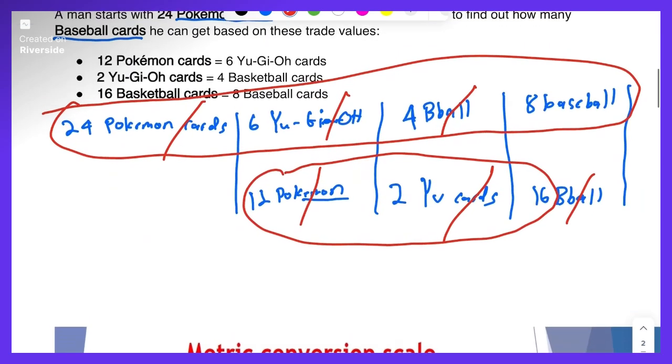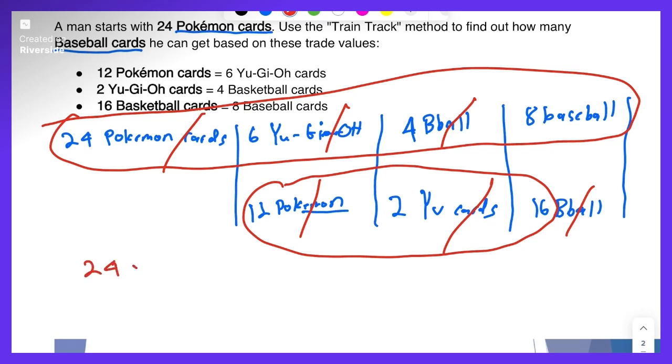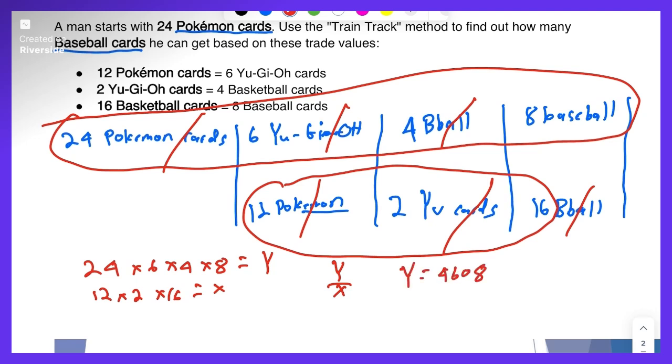So it's gonna be 24 times 6 times 4 times 8 equals y. And then 12 times 2 times 16 equals x. And our answer is going to be y divided by x. So if we do out the math, we get y is equal to 4,608, and we get x is equal to 384.